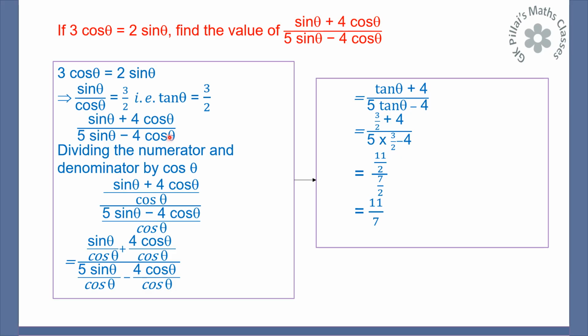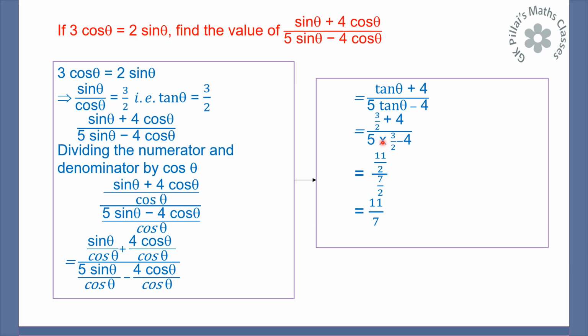Now you write this one. We are dividing the numerator and denominator by cos theta. Here I have written. Now what we do, we can separate it into two: sin theta by cos theta plus 4 cos theta upon cos theta, and this will be 5 sin theta upon cos theta minus 4 cos theta upon cos theta. Sin theta upon cos theta is going to be changed into tan theta, and cos theta upon cos theta is going to be 1. So we have written this one as tan theta plus 4 upon 5 tan theta minus 4, and in the place of tan theta we are substituting 3 by 2, and the plus 4 remains.